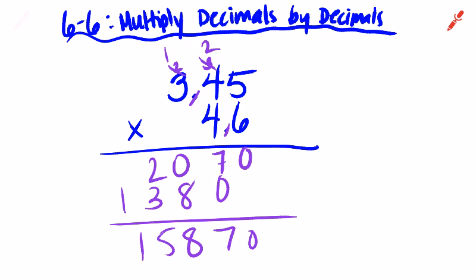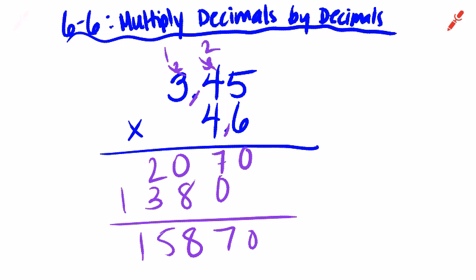Anybody done? So, doing the example on your own, you should have got 15870. Is that what you got if you finished? Yes? Okay. So, I just did my regular multiplication by the 6, then I did my multiplication by the 4. But now, I have to worry about the decimal points.